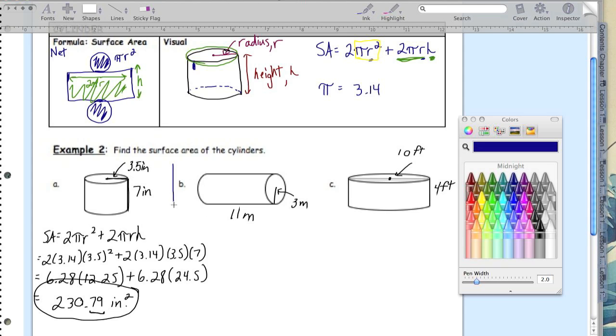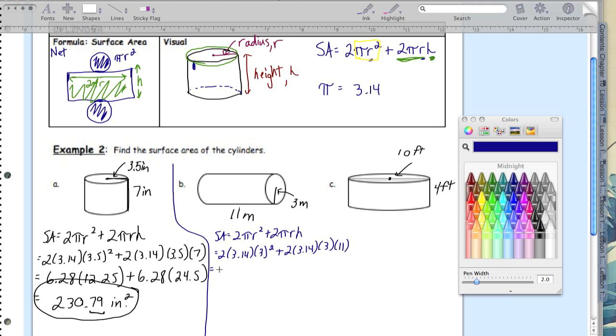Let's try letter B. This one's oriented a little differently, meaning the cylinder isn't sitting straight, it's laying down on its side. We still have our radius and our height identified. So even though this is flat down, this is still our height, because the radius is always going to be what relates to the circle, and then the height's the other dimension. So surface area is equal to 2 pi r squared plus 2 pi r h. I can substitute in 2 times 3.14. My radius is 3 squared, plus 2 times 3.14. My radius is 3, my height is 11.